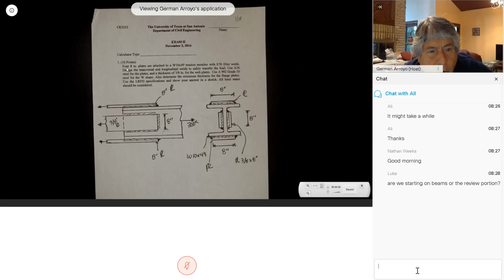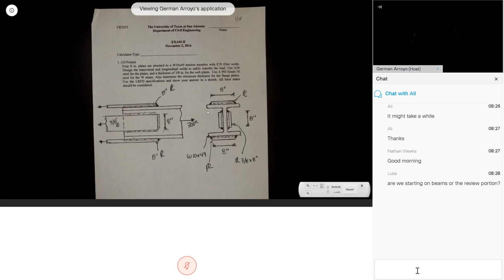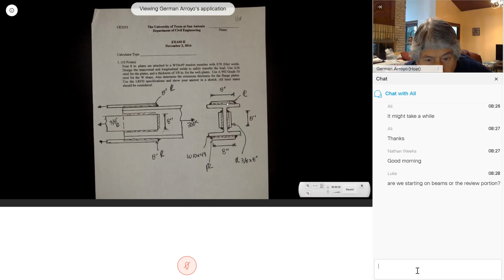And here, four 8-inch plates are attached to the W10 by 49. So this is the W10 by 49. You can see W10 by 49, also indicating that this is the W10 by 49. You can see in here, we have one plate on the top, one plate at the bottom. On the web, 2 plates. So altogether, there are 4 plates. And they are 8 inches. I show in here that this is the 8-inch dimension. I also show on the top that this is the 8-inch and 8-inch.